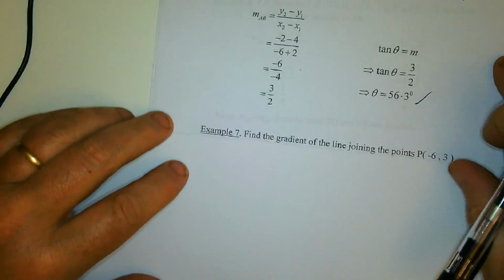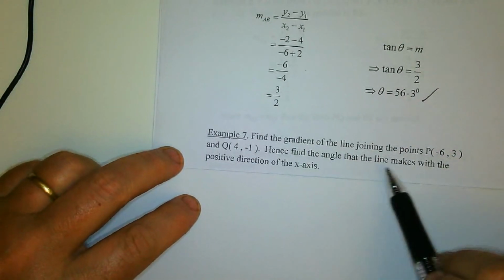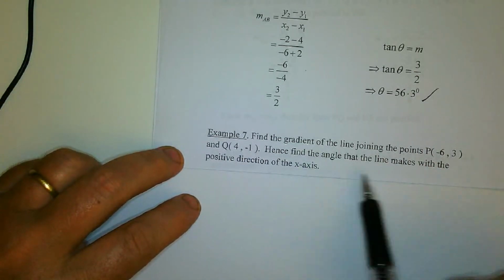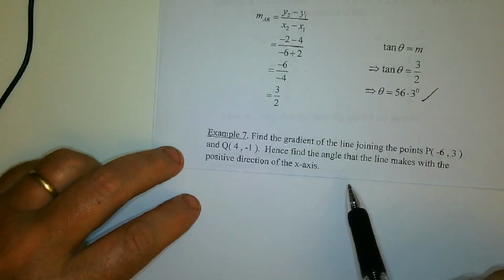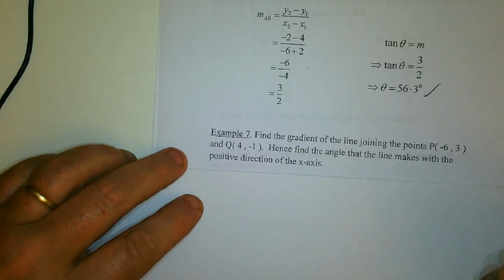Okay, next one. Find the gradient of the line joining the points (-6, 3) and (4, -1), and hence find the angle the line makes with the positive direction of the x-axis. Okay, so this might be the slightly trickier one. Pause it, give it a go.